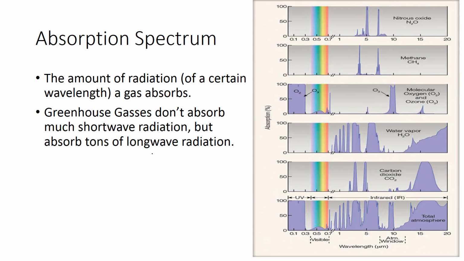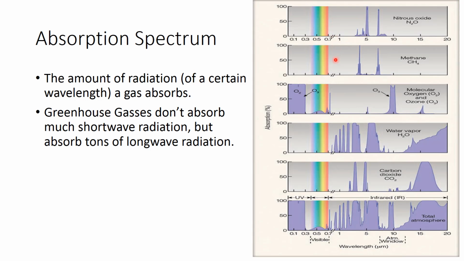Well, there are certain gases in our atmosphere that are what are called selective absorbers. And the way that this works is that they absorb some wavelengths of radiation, but not others. And so what I actually have here, and let me pull out my little laser pointer, is this graph that shows the different types of gases in the atmosphere. So we have oxygen, water vapor, carbon dioxide, nitrous oxide, and methane. And then down here is the total atmosphere.